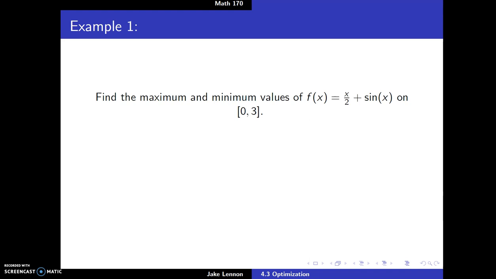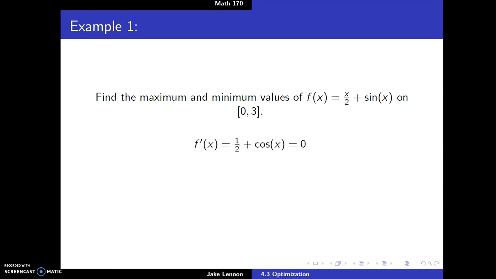X over 2 is continuous everywhere. Sine of x is continuous everywhere. So if you add them, they're continuous everywhere. Therefore, they're going to be continuous on the closed interval from 0 to 3. Okay, so we're going to take the derivative, find any critical points, and then we're going to plug 0, 3, and any critical points into f of x and then compare them.